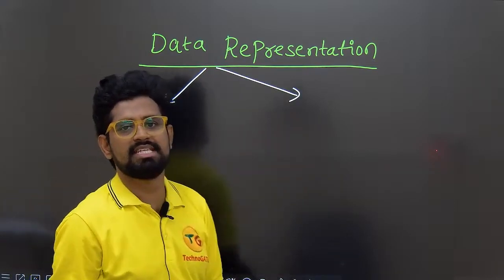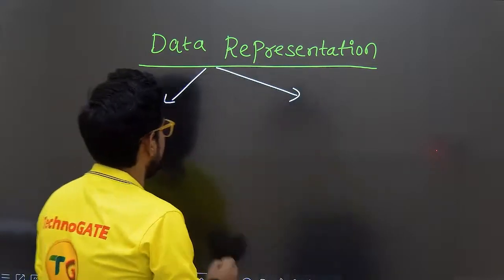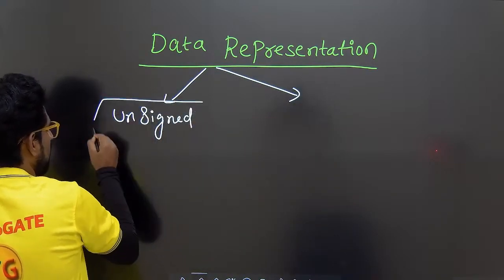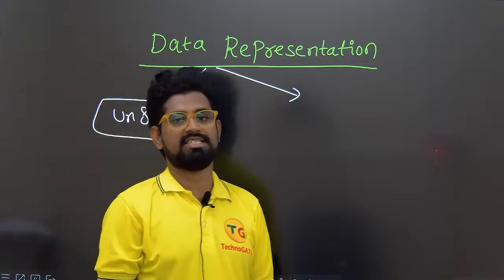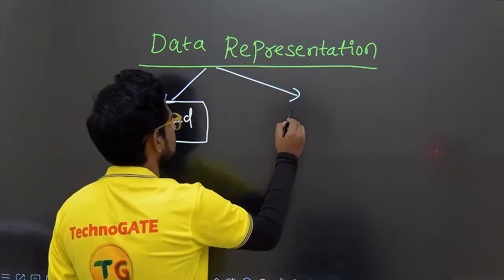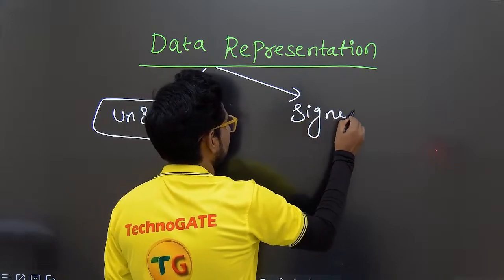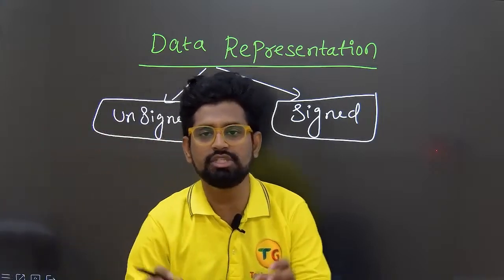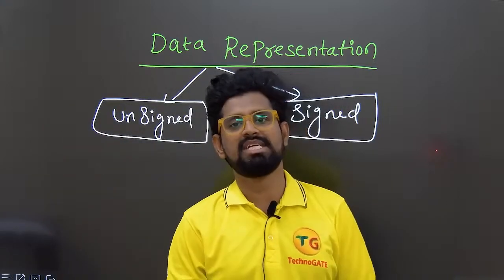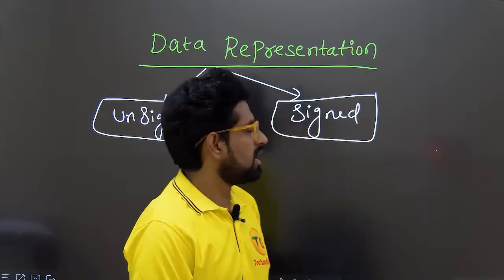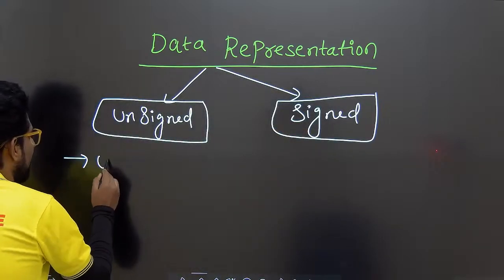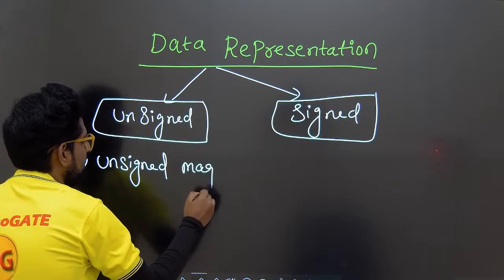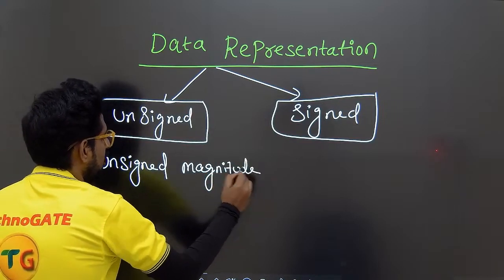The first way is unsigned data representation, and the second way is signed data representation. In these two ways we are going to represent the data. Unsigned has the unsigned magnitude form.